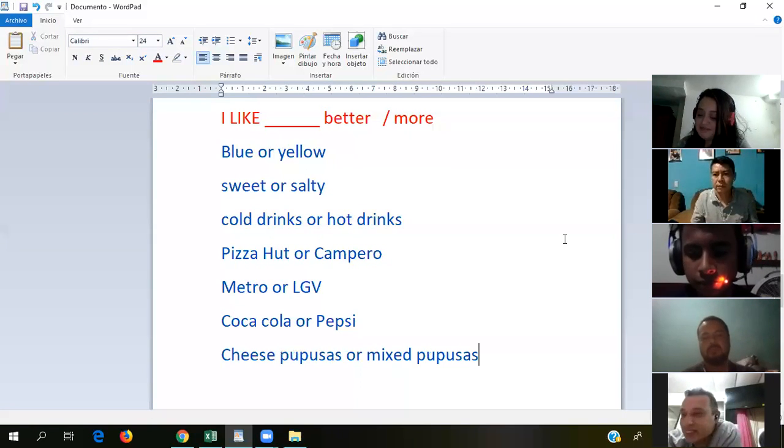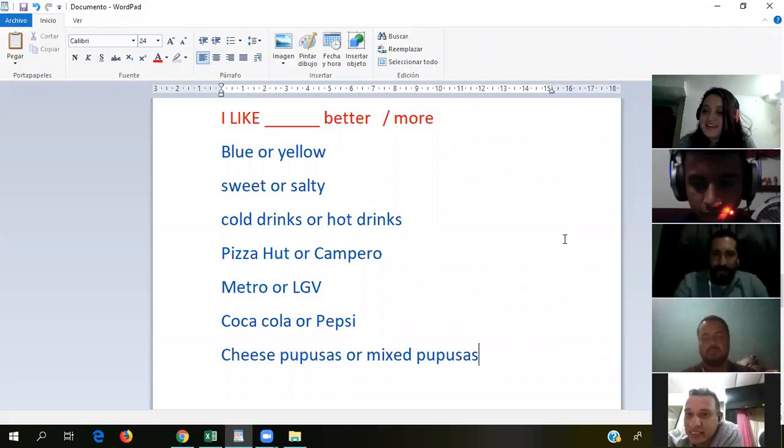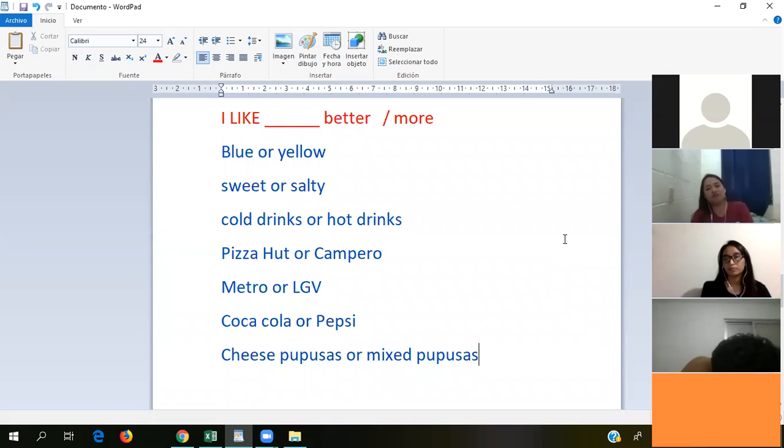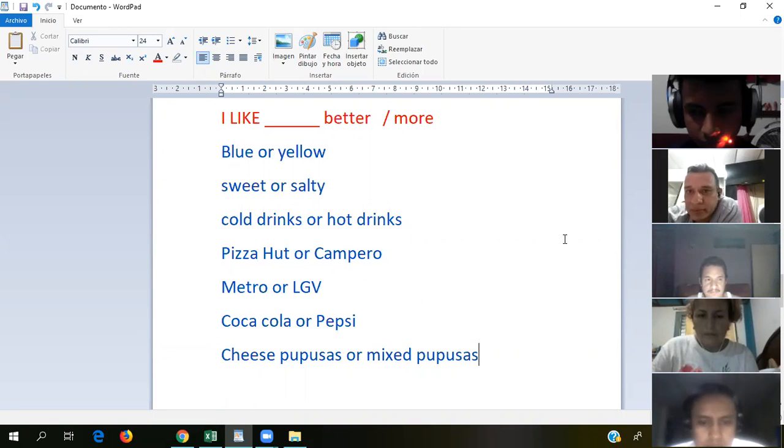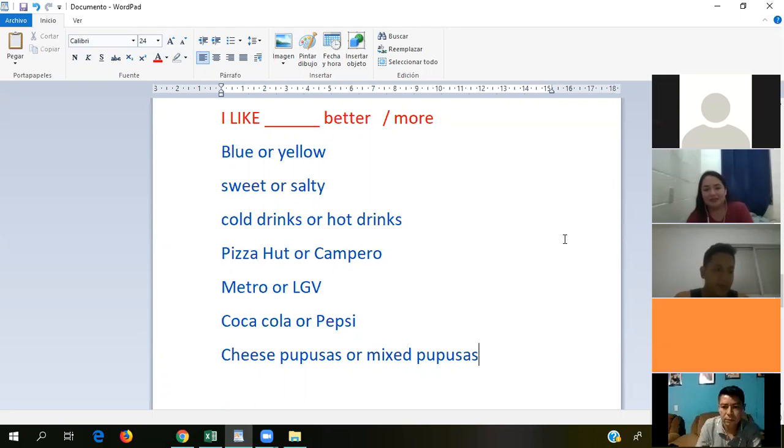So choose one. Mixed pupusas. I like cheese pupusas better. I like mixed pupusas better. Okay, both did the same answer. Okay, great. Is it clear now? Yes. Yes.